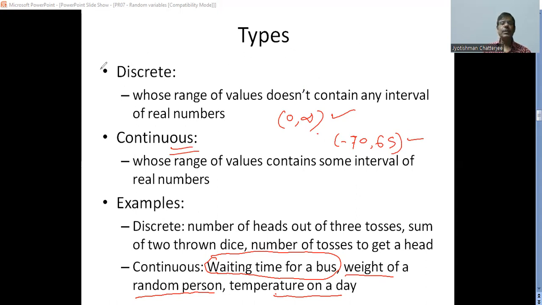So hope you understood these two types clearly. One is discrete, where the possible values come as discrete points on the real number system. The other one is continuous, where the range of values covers some interval of the real number line.